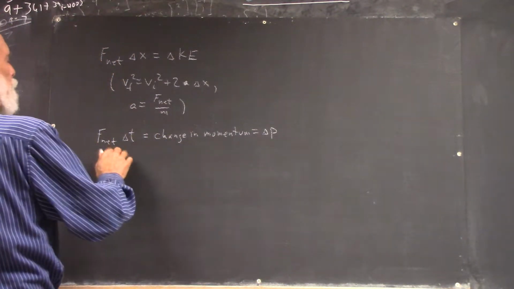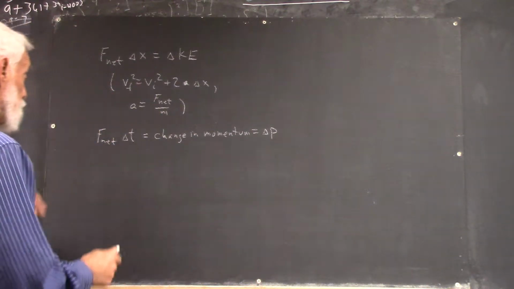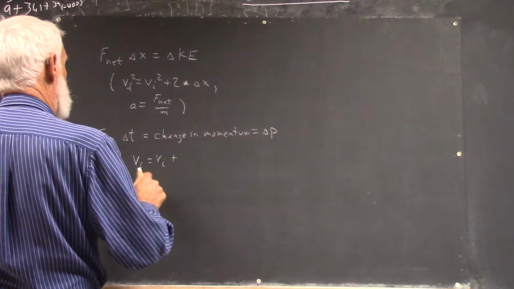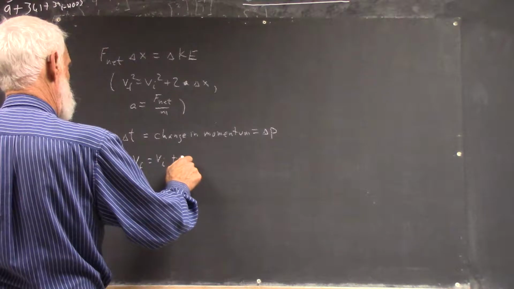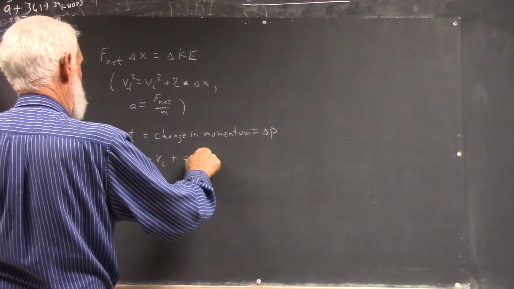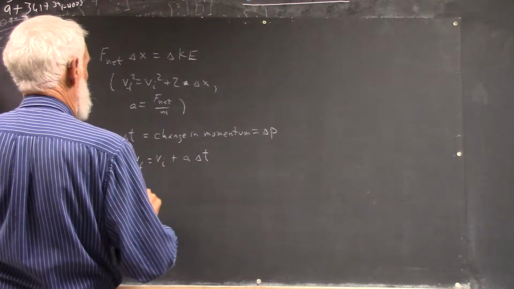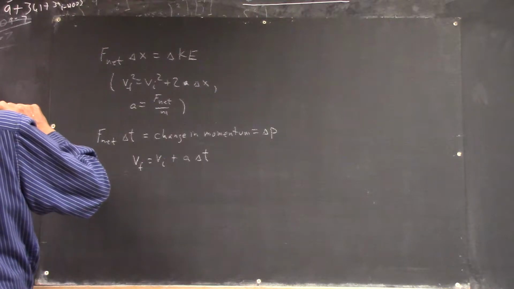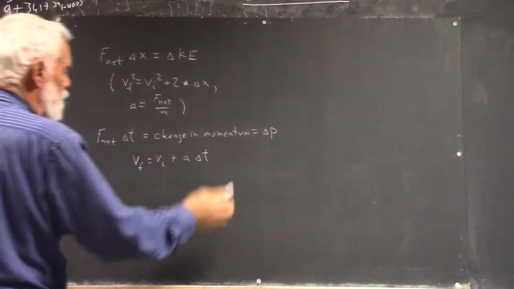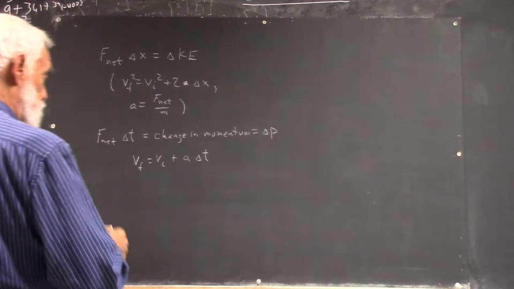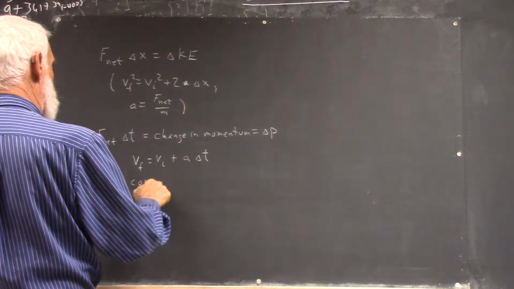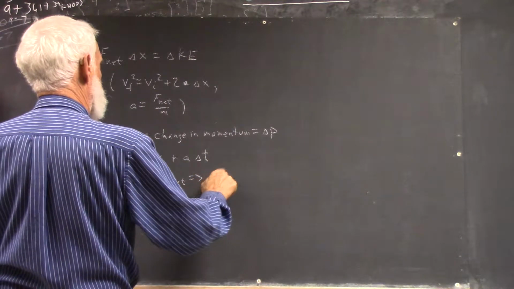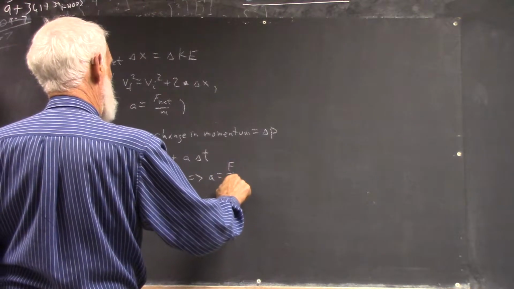Anyhow, this comes about very easily, even more easily than this one does, because we know that Vf equals Vi plus a delta t. Now this is for constant force, so I'm not going to even specify that. So maybe here, constant F net implies that the acceleration equals F over m.